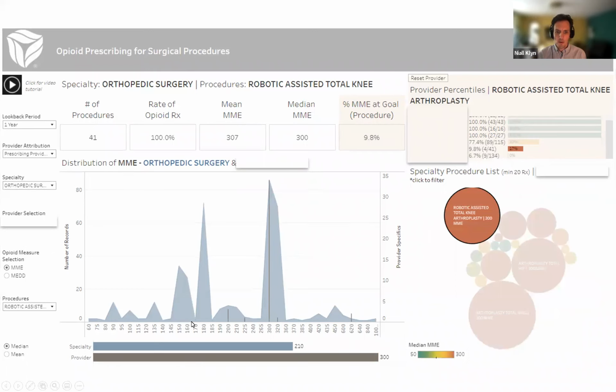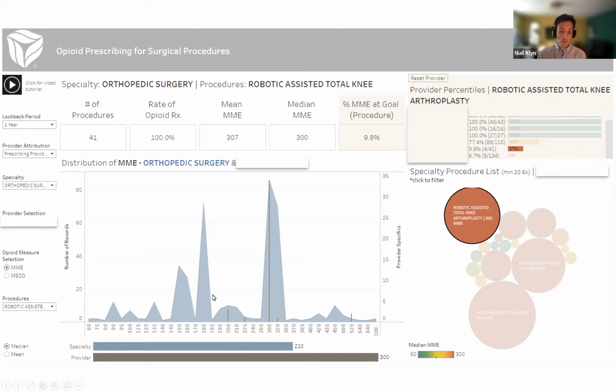And so now, in addition to our orthopedic surgery distribution in that area graph, we've got individual lines representing the prescriptions from a single provider for robotic assisted total knee and orthopedic surgery. And you can see we've got a new axis here. So it's not that this one provider is giving all of these prescriptions, but this one provider is dominantly prescribing at around 300 morphine milligram equivalent relative to other providers that are able to manage their patients' pain, hopefully effectively, at a much lower dosage.